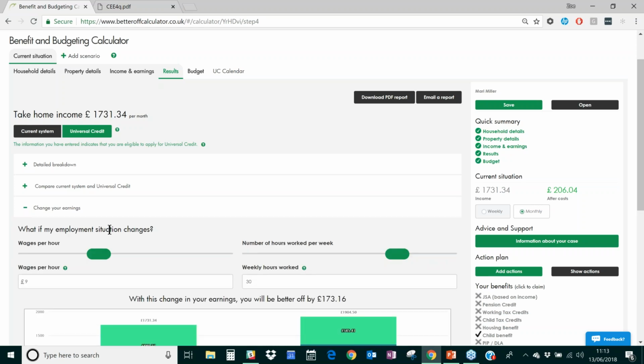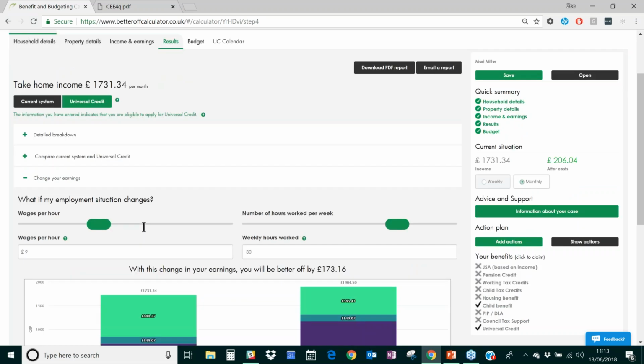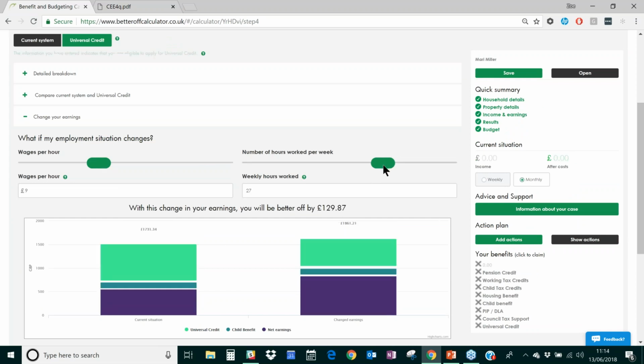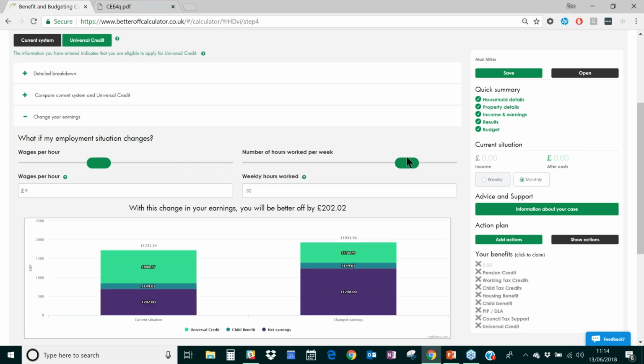If you're a housing association that has employment support, and this is particularly where people are benefit capped, and you can get them out of the cap by increasing their working hours, you can look at the situation now and you can easily show them the difference that will be made if they change employment and how much better off they would be.